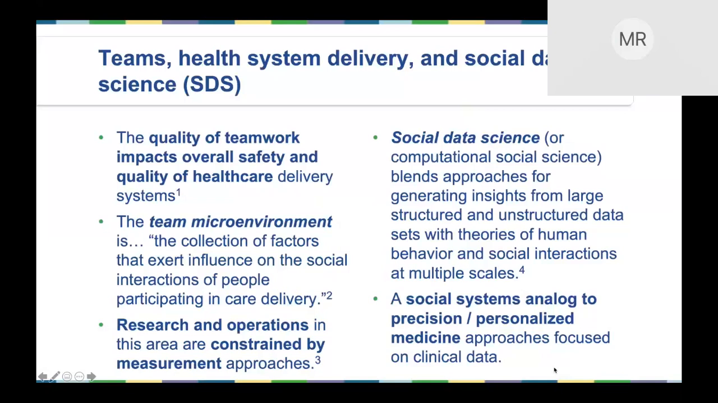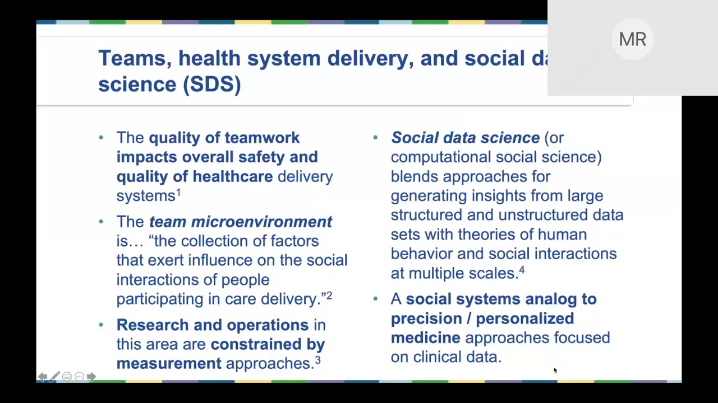As I mentioned briefly, this is a known challenge. It's very important for healthcare delivery systems, but both the research and translating research into operations have been constrained by the measurement approaches, which are typically either very costly or done at such a low frequency that they don't really inform practice very well, or they're not able to scale a research project across many organizations because of the costs involved in collecting data.